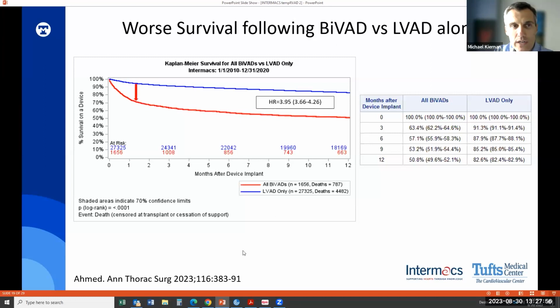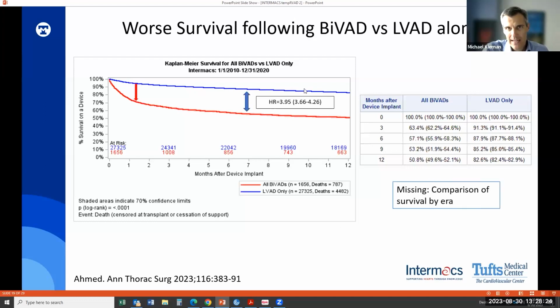The vast majority of that risk is within that early period, really within that first month or so after implant, and then the hazard is fairly stable over time afterwards, meaning these two lines are parallel. The divergence really occurs in that early period, and patients who required an RVAD are about 4 times more likely to die within 12 months compared to patients who receive an isolated LVAD.